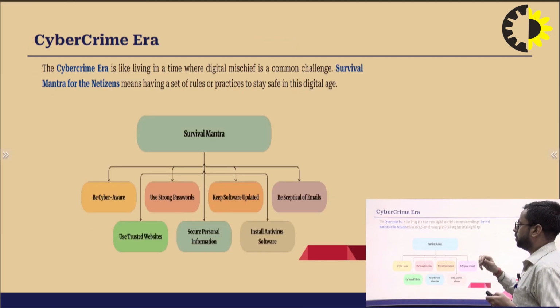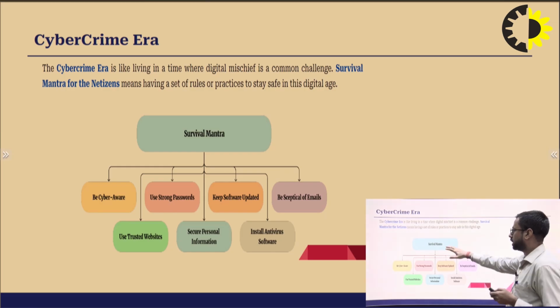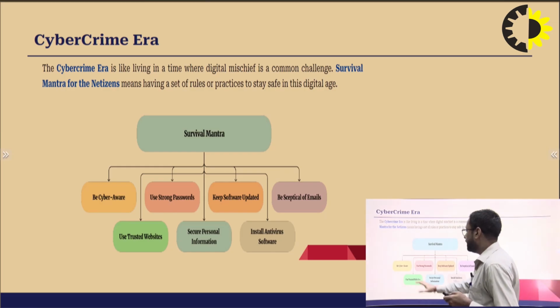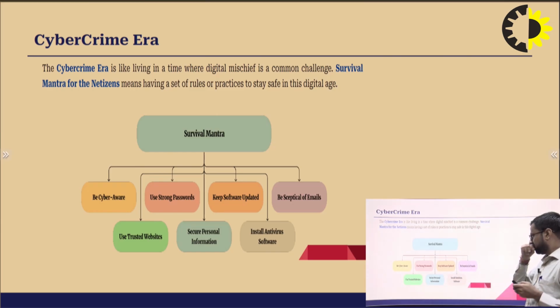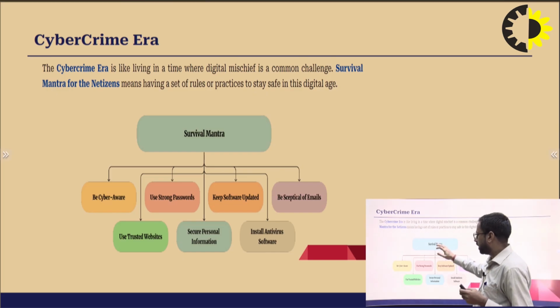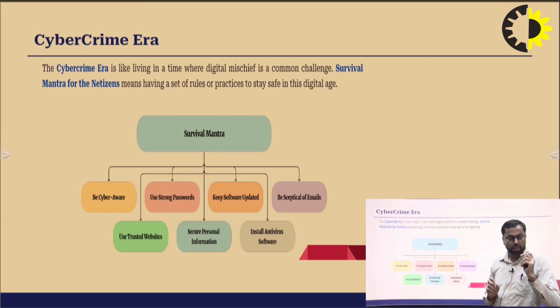What are the cybercriminal eras? The survival mantra: be cyber aware. These are some points we should generally know to avoid cybercrimes. What is the mantra? Be cyber aware. We should be aware of computer connectivity and cyber services.